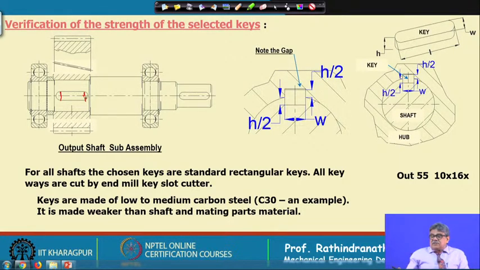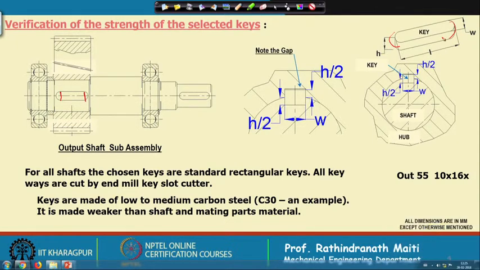So, there are special keys made for this, not special, these keys are also standard. These heads are rounded like this, so that we can directly put them inside this groove.